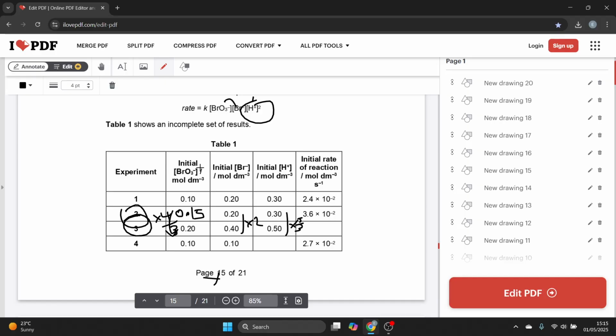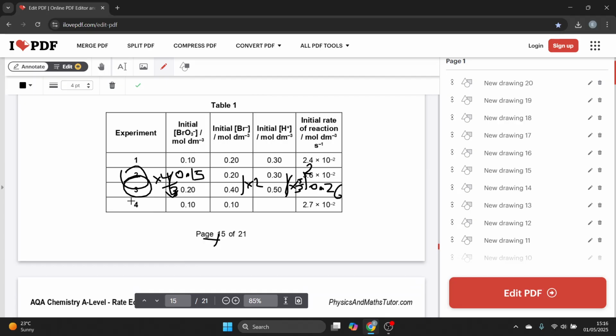Right, initial rate of reaction is 4 over 3 times by 2 times by 5 over 3 squared, and then 3.6 times by 10 to the power minus 2 comes by my answer, 0.26. Okay, so you do actually, that is squared, so you times it by 5 over 3 squared.